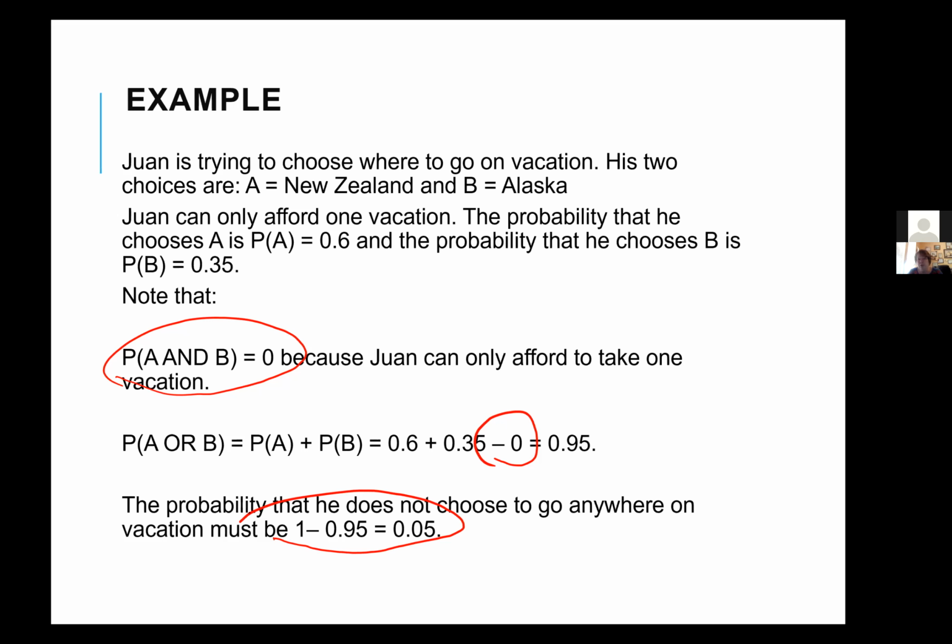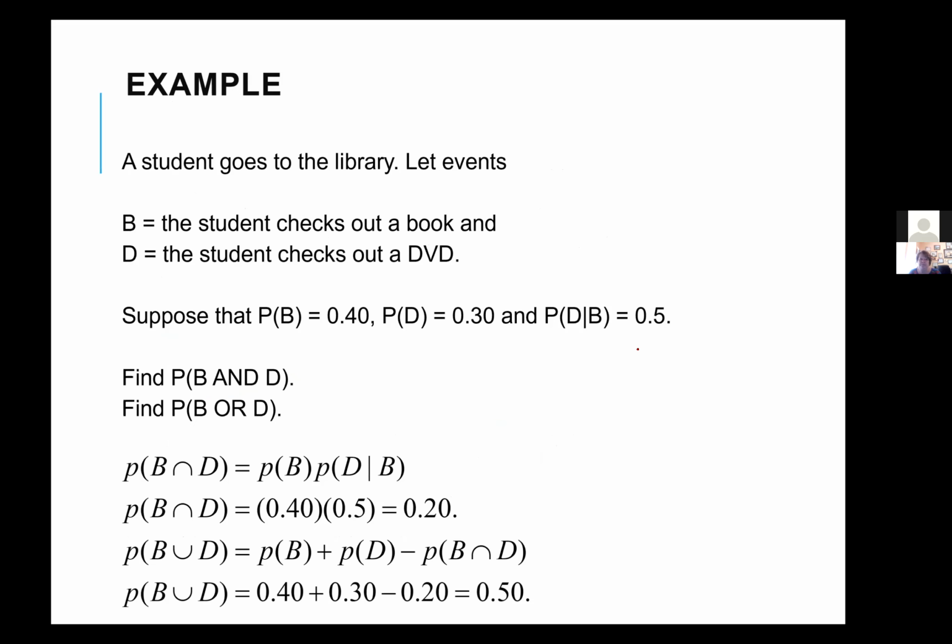So these are mutually exclusive events. Okay, let's look at another example. A student goes to the library, and there are two events that we're describing. The first event we're going to call B, and that's the event that he checks out a book. So B is this student checks out a book. The event D is the event that the student checks out a DVD.